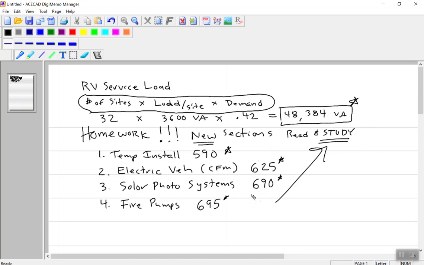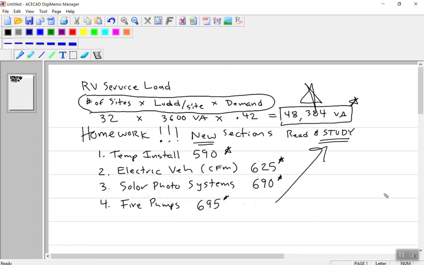Okay, but going on to more service calculations, I'm going to go ahead and leave that up just for a second here. Once again, temp installations 590, electric vehicles 625, solar systems 690, and then the fire pumps 695. That is homework. Okay, RVs definitely on the exam, and you should already have this in here now, but this correct answer for this one that we calculated for the service of the RV park, 48,384 volt amperes.